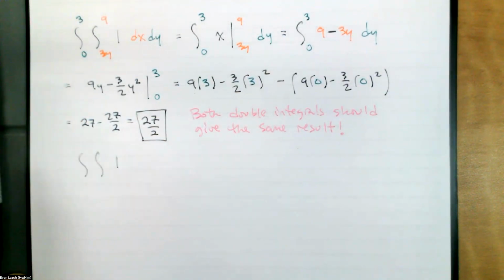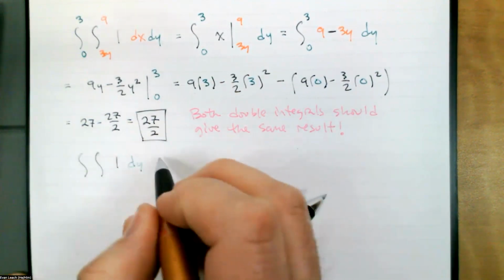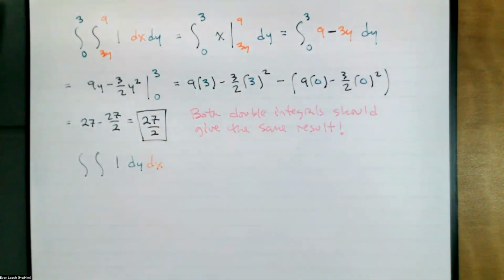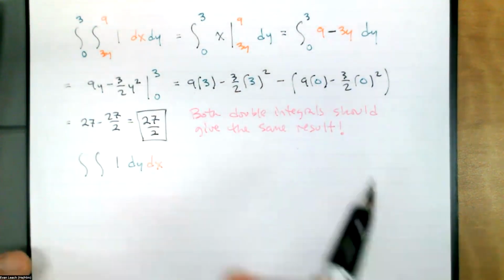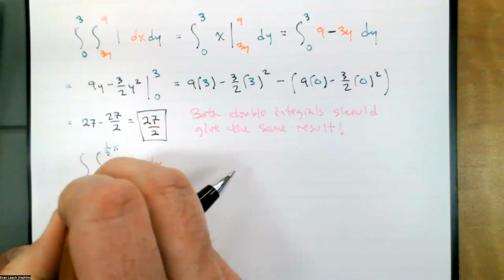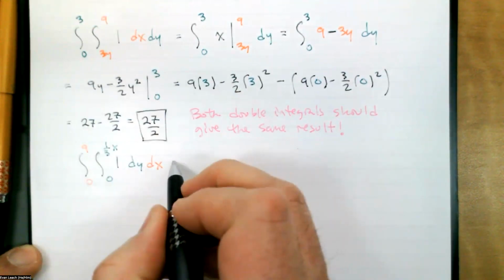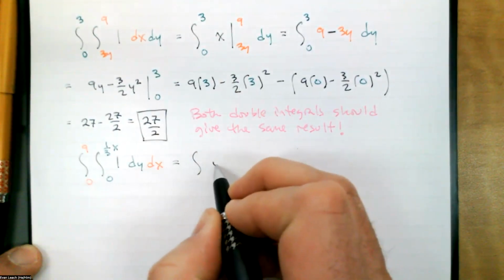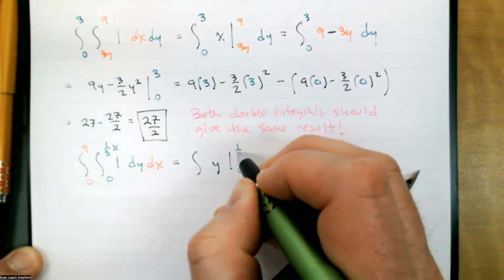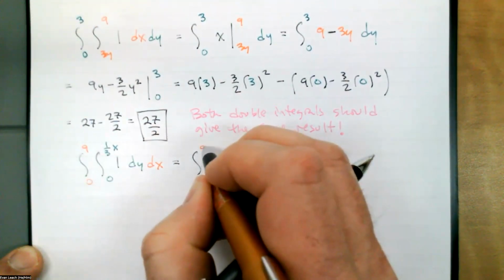Let's integrate the same function, but in the other order. dy dx. In the dy dx integral, y went from 0 to 1/3 x. And x went from 0 to 9. So now we're integrating with respect to y first and evaluating from 0 to 1/3 x. This is still sitting inside an integral that we haven't dealt with, so we have to keep writing it.